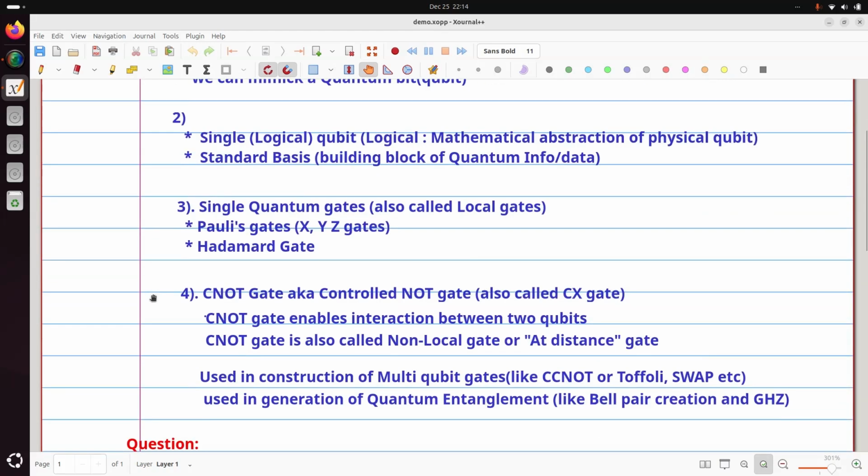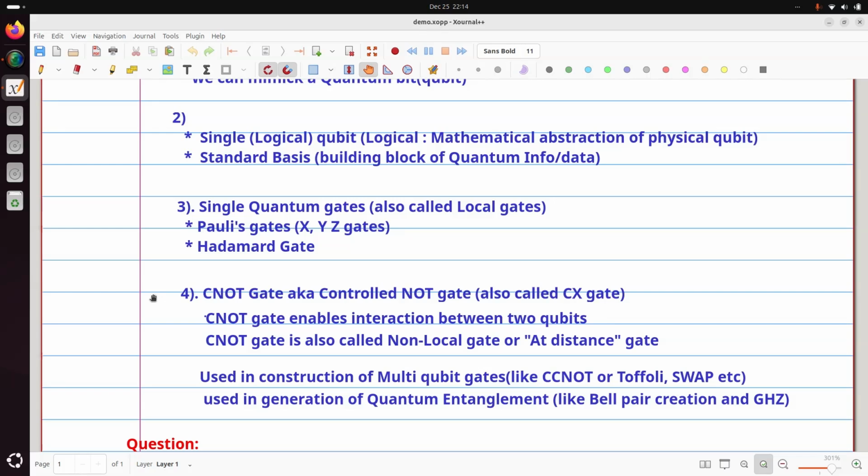Finally, I'll cover the CNOT gate, aka controlled NOT gate. It's also called the CX gate sometimes. It enables interaction between two qubits. It's also called a non-local gate or at-a-distance gate sometimes, from Einstein's famous spooky action at a distance.